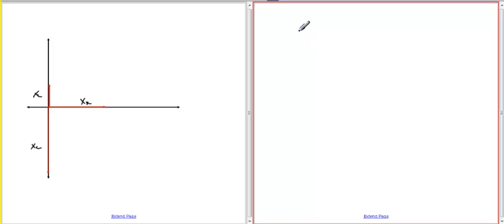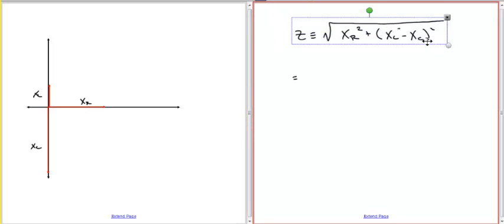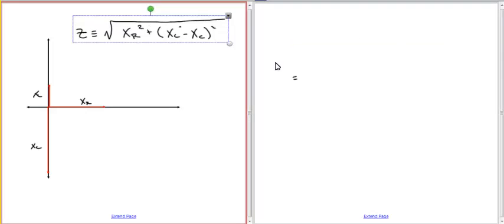So the total impedance is defined by the square root of X sub R squared plus, quantity X sub L minus X sub C, squared. So all I have to do is just plug in the numbers now. Let's move this over here because I want to be able to see my numbers.